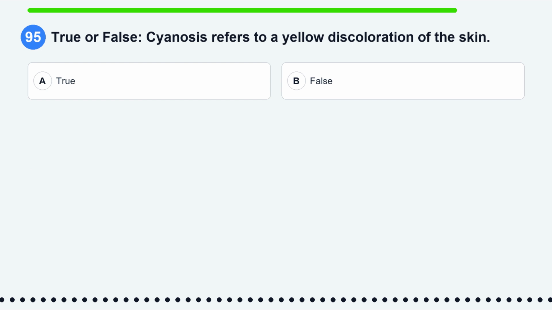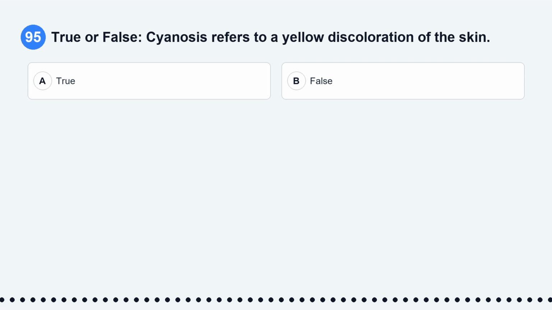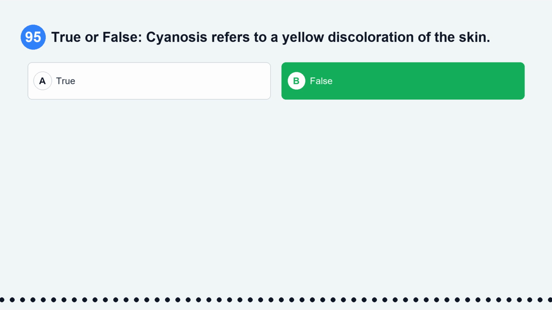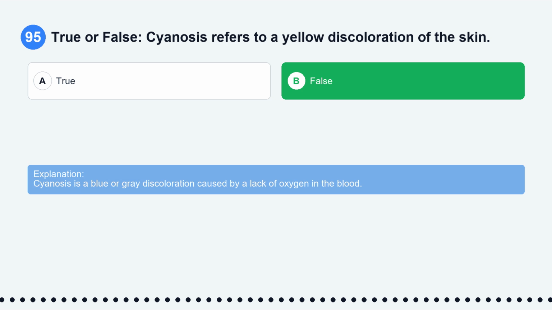Question 95. True or false, cyanosis refers to a yellow discoloration of the skin? Option A, true. Option B, false. The correct answer is option B, false. Cyanosis is a blue or gray discoloration caused by a lack of oxygen in the blood.